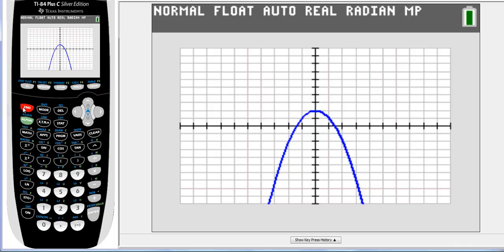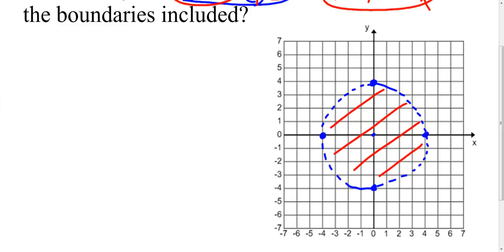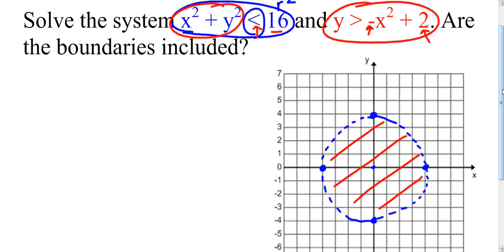I can also go to my table if I want, and I can get some coordinates to plot if you're not sure how to plot those. You can scroll that up and down and use your calculator as a resource if you need to, if you're not familiar with these graphs. I'm going to erase this so that it doesn't come out to be such a mess. But I will need to remember that I was shading inside the circle. Actually, I'll shade it with blue so that it can be the same color.